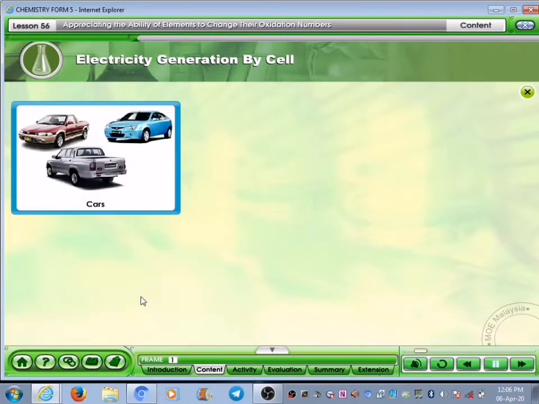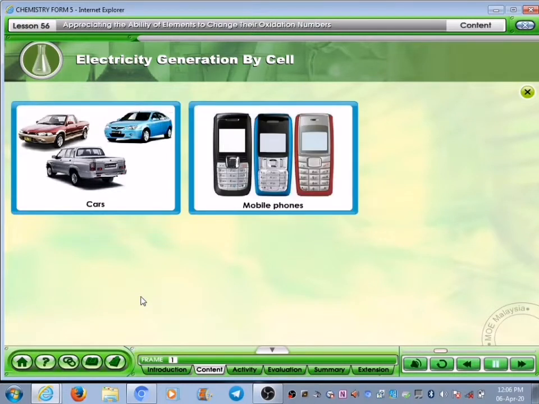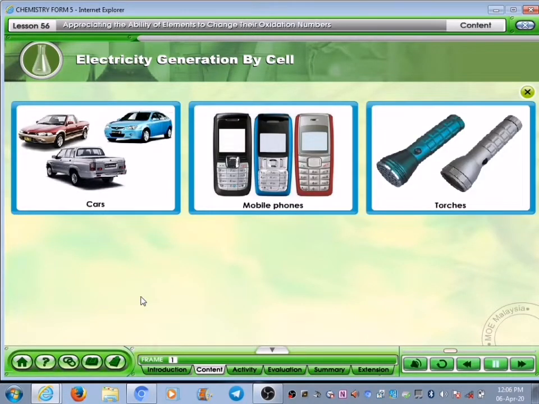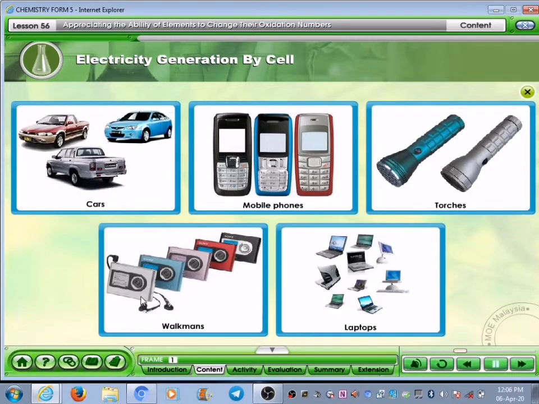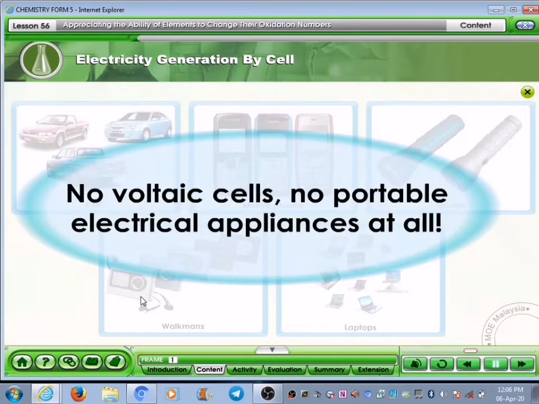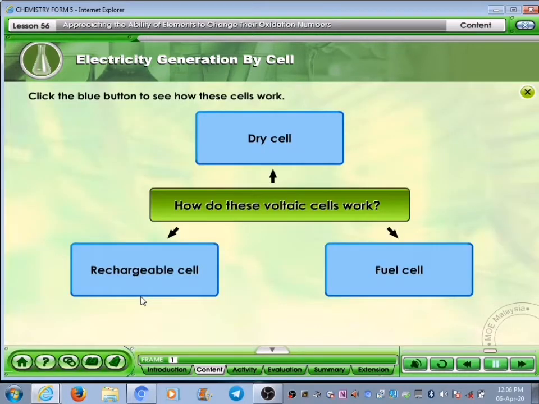Imagine life today without the voltaic cells. There will be no cars, no mobile phones, no torches, no Walkmans, no laptops, in fact, no portable electrical appliances at all. Let us look at some of these cells that generate electricity. Click the blue button to see how these cells work.